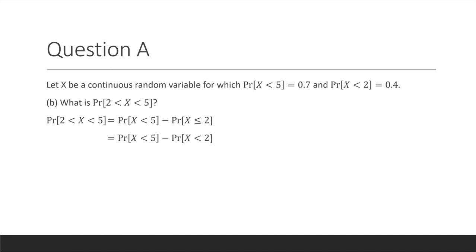But using the same argument as in part A, we can get rid of the bar underneath the less than or equal to sign here. We can get rid of that. And now, using our given information, we get 0.7 minus 0.4, which is 0.3.